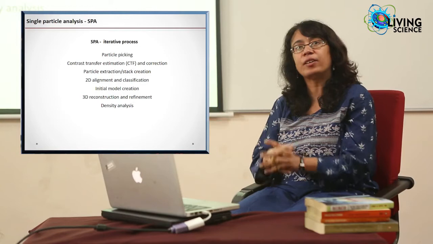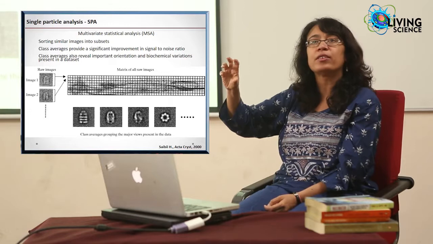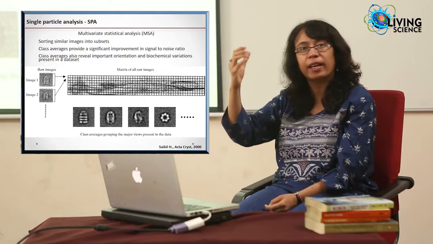There are several methods once one gets these 2D classes, and these 2D classes essentially represent one particular orientation of the biological molecule that one is looking at. If you can see here, these are all different orientations of the same molecule. One could be looking through the top portion or the bottom portion of the molecule. One could be a side view. But the idea is that you need a lot of orientations in order to get a good reconstruction.